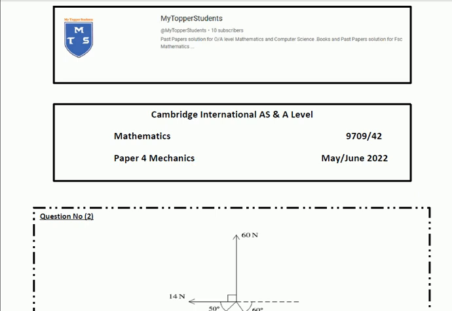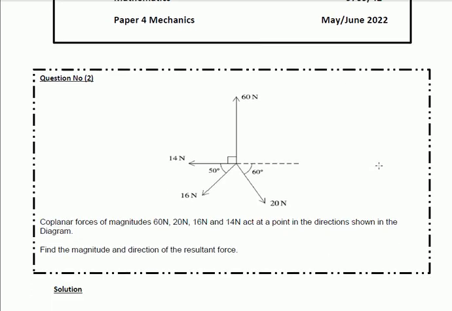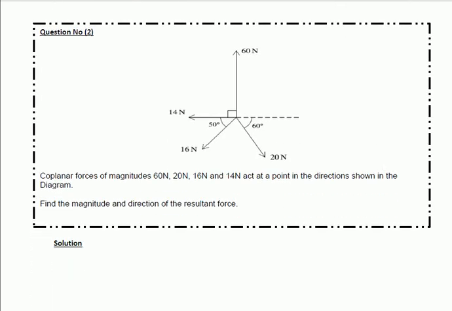Today in Cambridge International AS and A level Mathematics 9709 variant 42 paper 4 mechanics, session May/June 2022, we shall discuss question number 2. In question number 2, coplanar forces of magnitude 60 Newton, 20 Newton, 16 Newton and 40 Newton act at a point in the directions shown in the diagram. Find the magnitude and direction of the resultant force. We shall find the magnitude and direction of the resultant force for all these four forces.